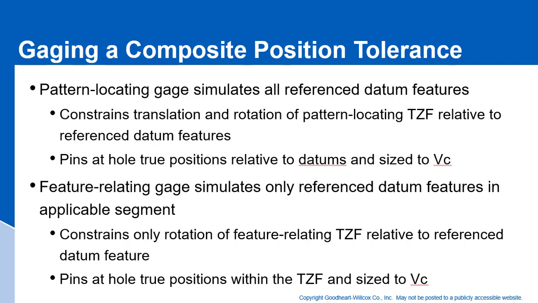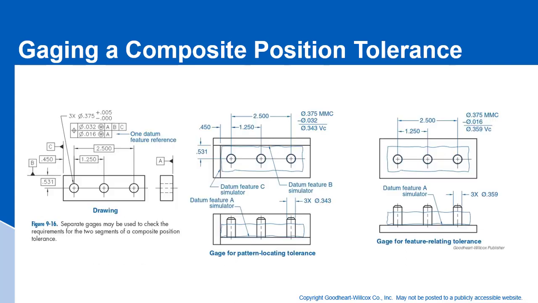Now from there, we're also going to have a feature relating gauge, which simulates only the reference datum features in that applicable segment. So this feature relating gauge constrains only rotation of the feature relating tolerance zone framework relative to reference datum features. And then the pins at the hole true positions within the tolerance zone framework are also sized to the virtual condition. What does this mean?